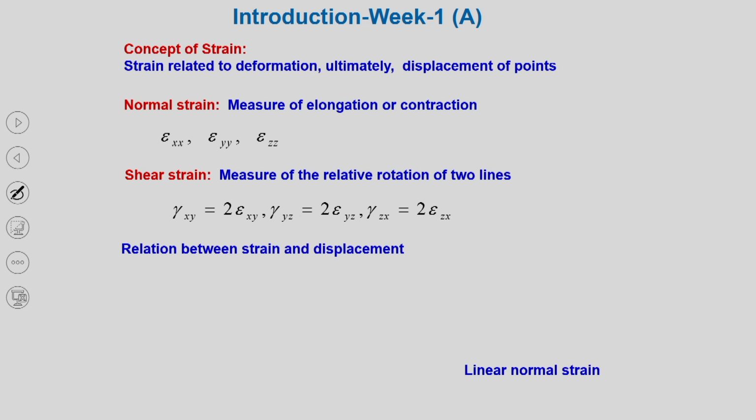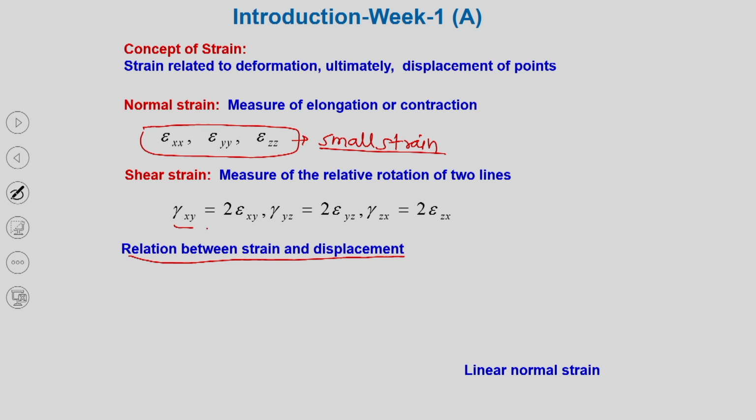Then the most important part, relations between strain and displacement. Before going there, I would like to tell you, when we denote small epsilon, this is known as small strain, small deformation or strain gradient. These are all small strain. If we denote by capital E, say capital Exx, then it will be large strain.